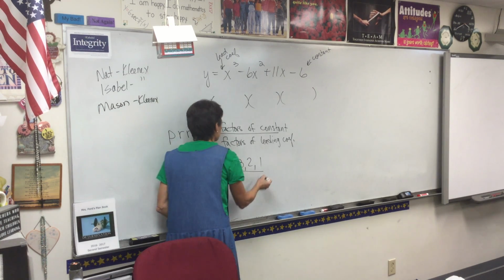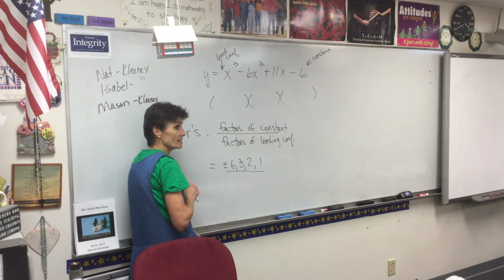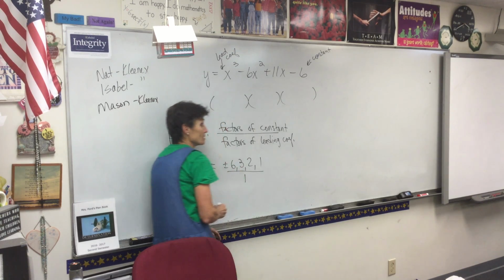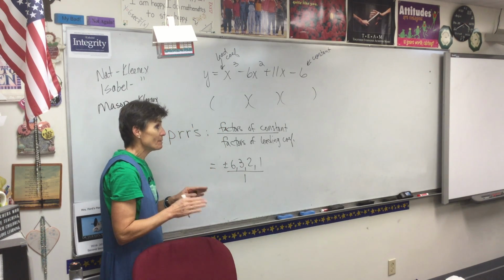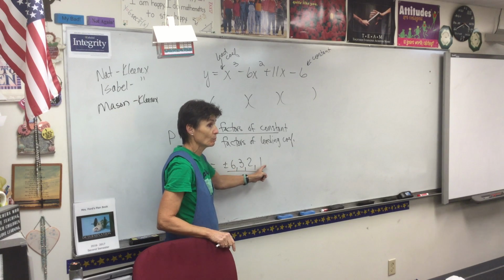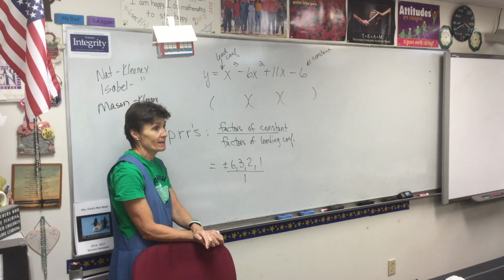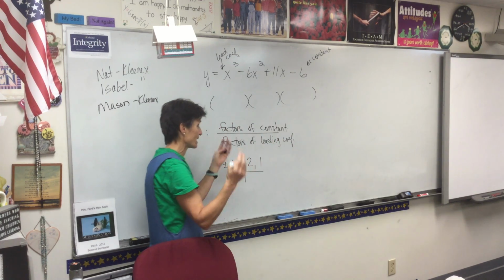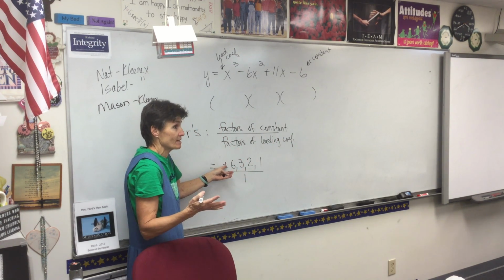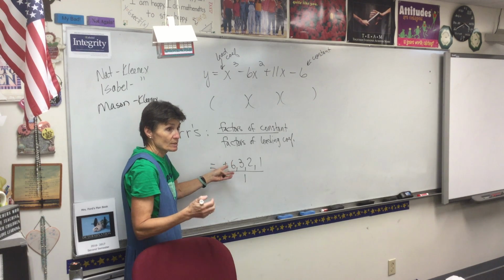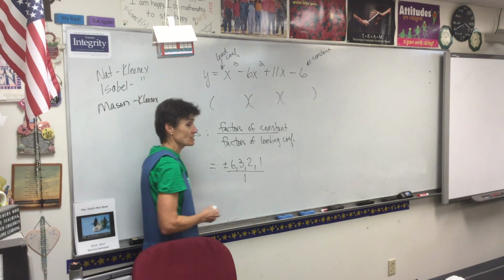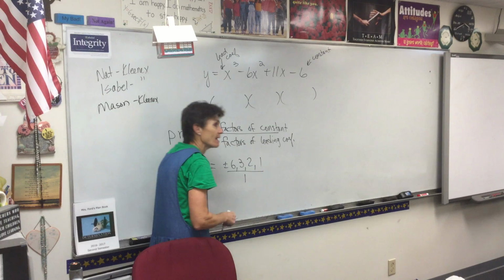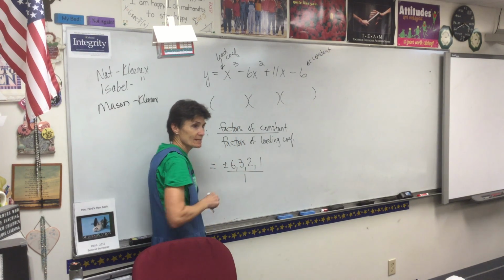Luckily for us, our leading coefficient is 1. So our possibilities are 6, 3, 2, and 1, plus or minus. So instead of having infinitely many numbers to guess from, we really only have 8 numbers to guess from. So, Evan, guess one. What do you think one of the factors is?